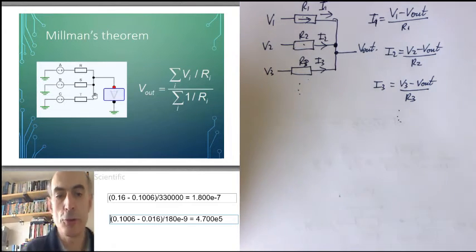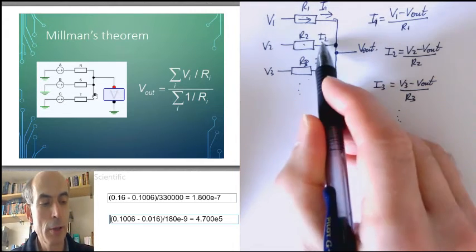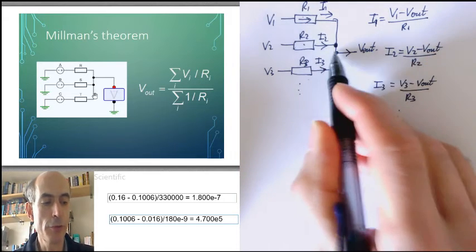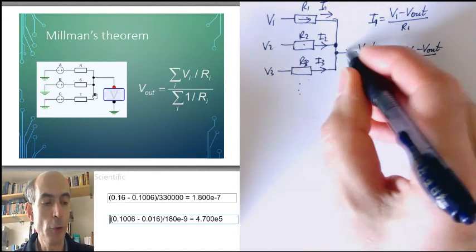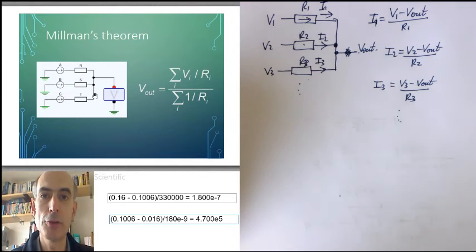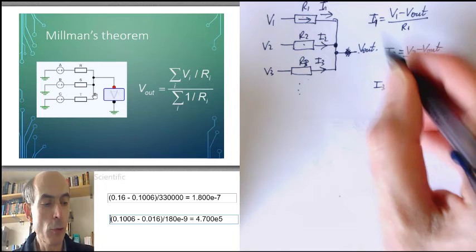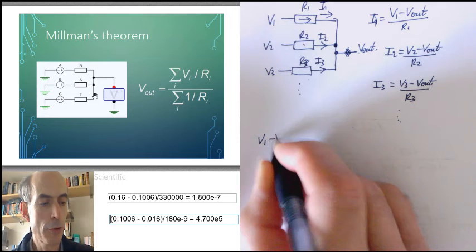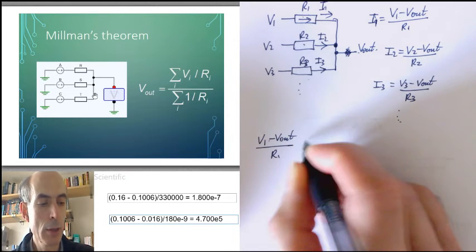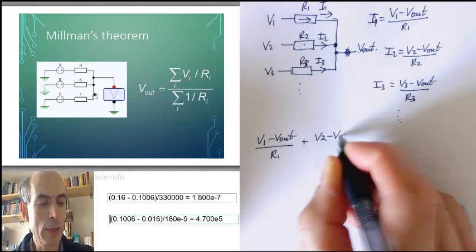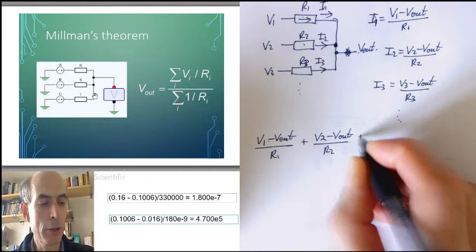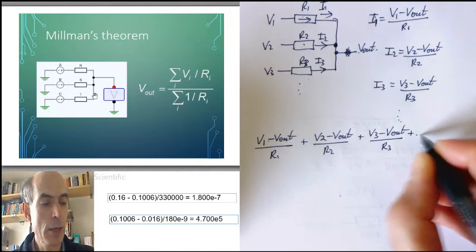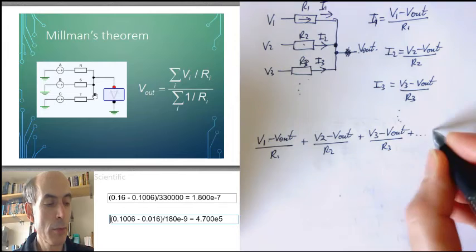And Kirchhoff's current law tells us that the total sum of all of these currents must be zero, because there's no current flowing out of this node. No current flows through the voltmeter, it has an infinite resistance. So the sum of all of these currents must be zero. Therefore, V1 minus Vout over R1 plus V2 minus Vout over R2 plus V3 minus Vout over R3 plus, and so on, if I had more of these, must equal 0.